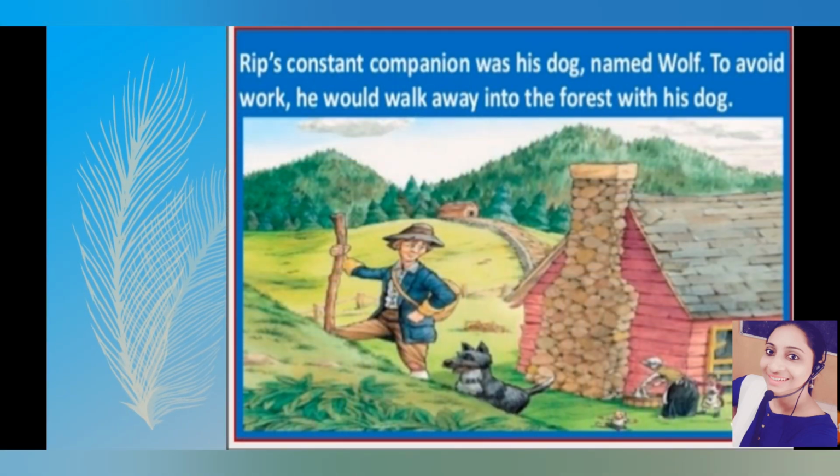Rip's constant companion was his dog, named Wolf. To avoid work, he would walk away into the forest with his dog. Rip has a pet dog, and he was his constant companion, his steady partner. Companion means his partner who is always there with him. It was his dog, and his name was Wolf.